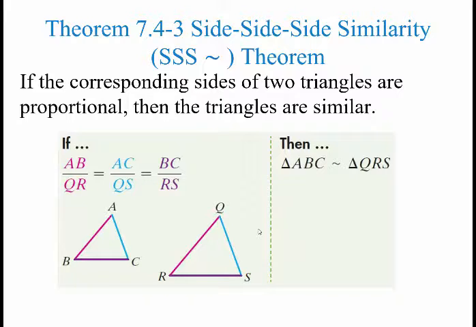All right, then we have the side-side-side similarity theorem. If the corresponding sides of two triangles are proportional, then the triangles are similar. So again, if the ratio of AB to QR is equal to the ratio of AC to QS, is equal to the ratio of BC to RS, then we can say that triangle ABC is similar to triangle QRS.